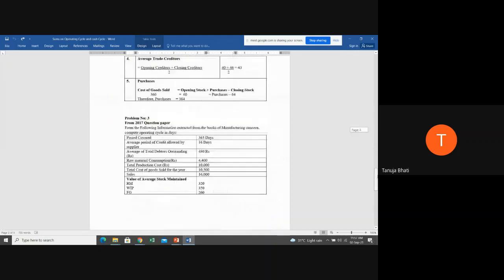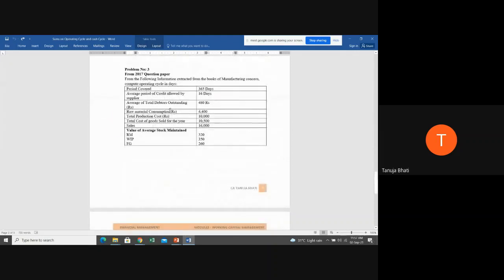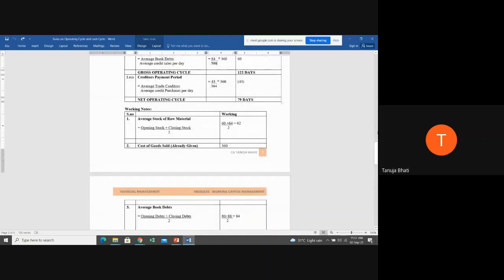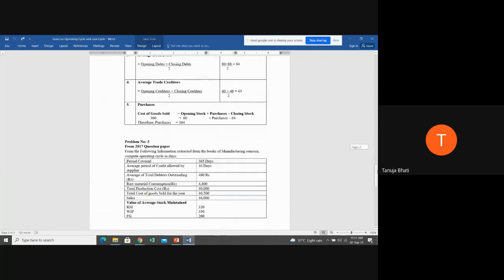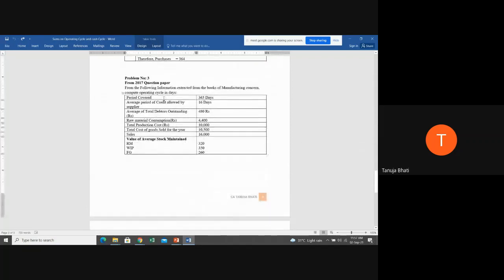We move ahead to the last problem on this operating cycle and cash cycle. This is a problem from the question paper of 2017. So let us solve this problem.